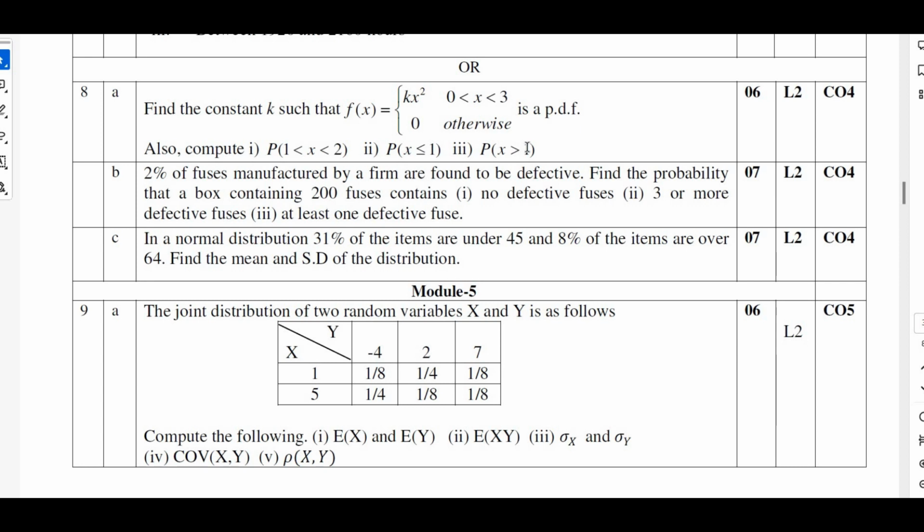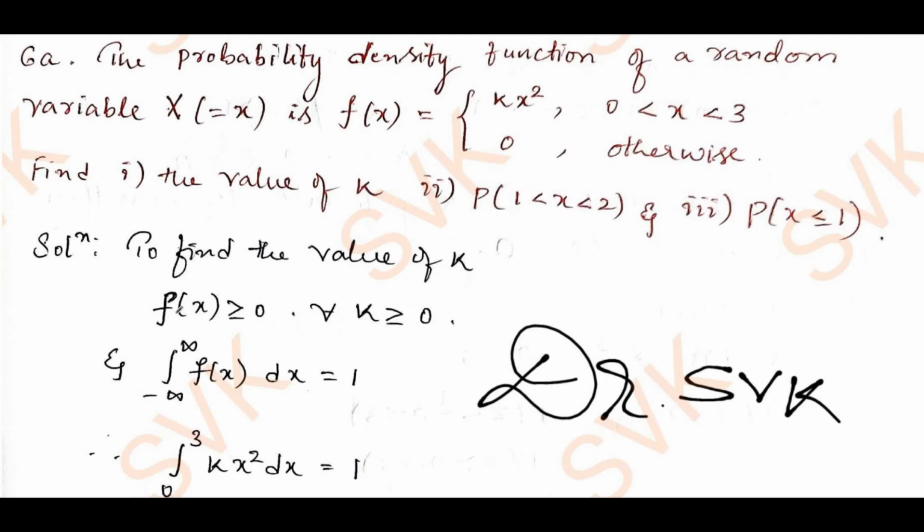So we need to solve this problem, and by using the definition of PDF we can find the value of k. After finding the value of k, substitute the value of k and solve these three questions. So to find the value of k, as we know that the probability function is positive and it is a continuous function, we are going to consider the integral from minus infinity to plus infinity of f of x dx equal to 1.